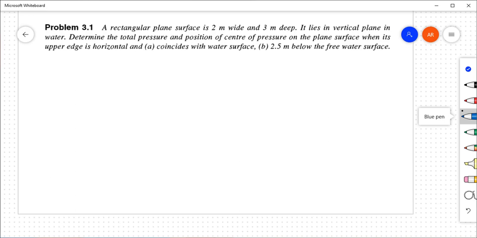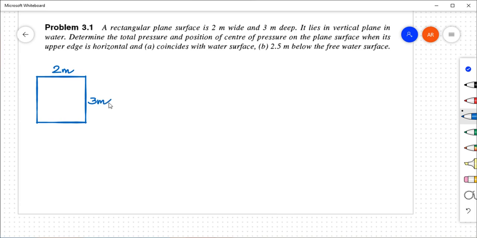Dear students, in the previous lecture, we have derived an expression to determine the total pressure and position of center of pressure on a plane vertical surface. So now we will try to solve a numerical related to a vertical plane surface. So here we have a rectangular plane surface which is 2 meter wide and 3 meter deep.